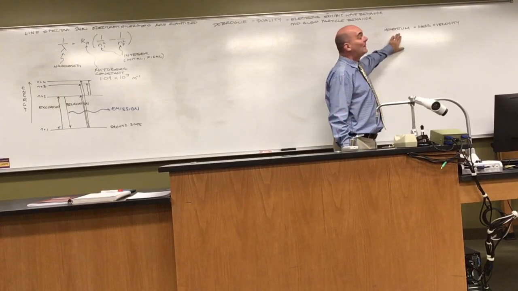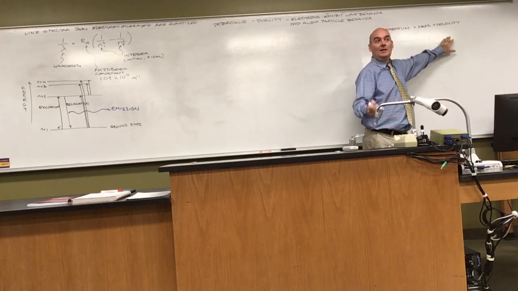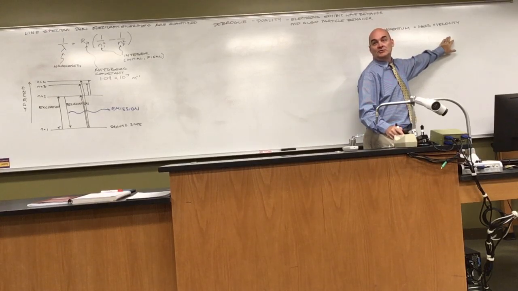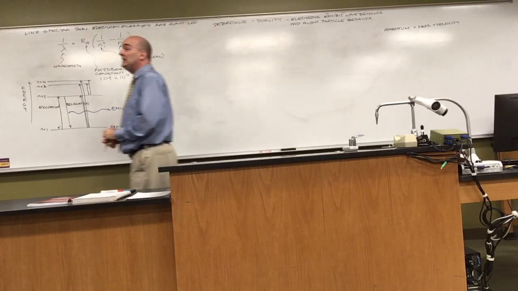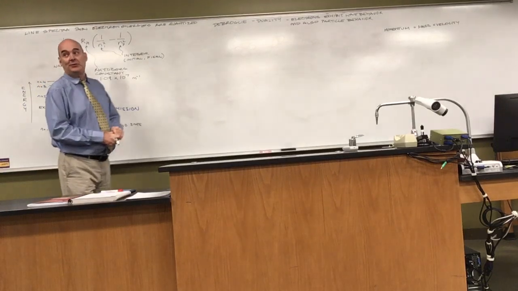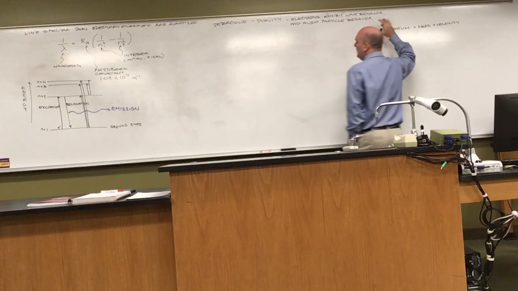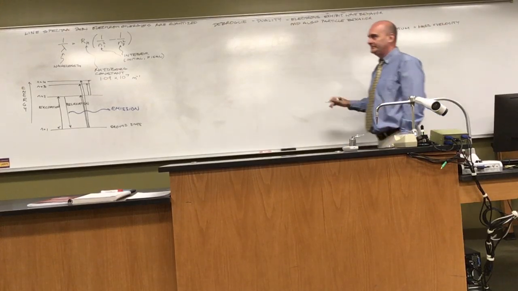Momentum is mass times velocity. What does velocity mean? Meters per second. Velocity is just speed, but with the direction. So traveling at 70 miles an hour is a speed. Traveling at 70 miles an hour going north is a velocity. De Broglie, if you look at his math, talks about momentum.